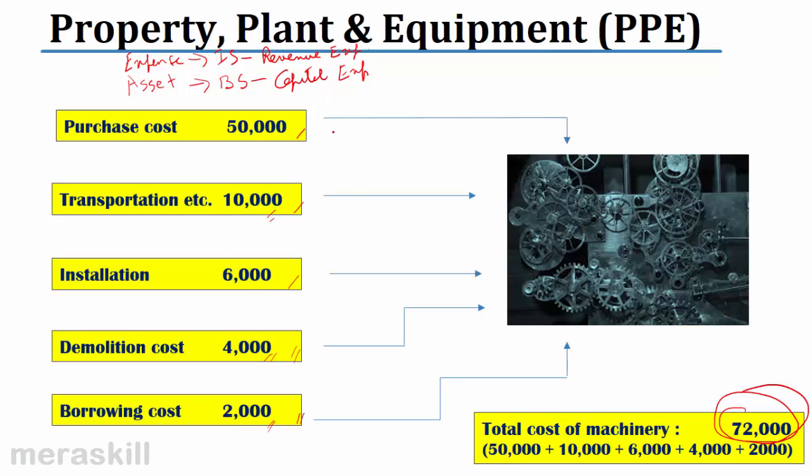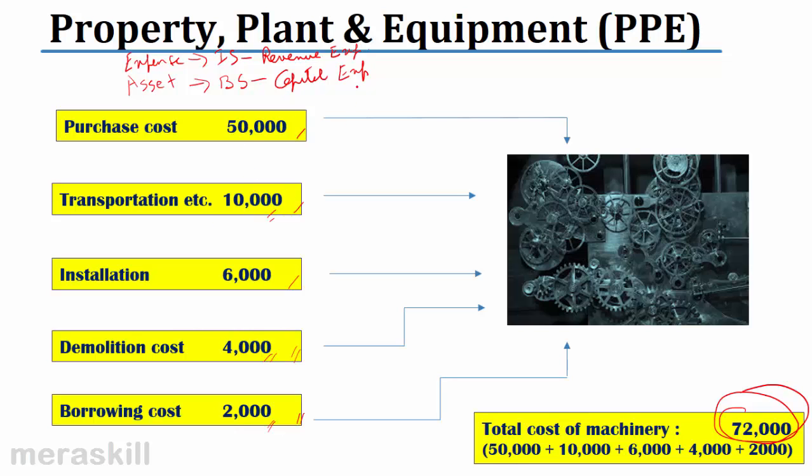What is the word we use? These are capitalized. That is, we call them an asset, not an expense. Because it is an asset, it goes to the balance sheet and not the income statement. So we must be very careful. We must understand when an expenditure is revenue in nature and when it is capital in nature. Does it make a difference? Of course it does.